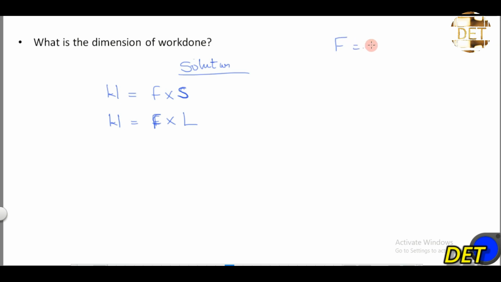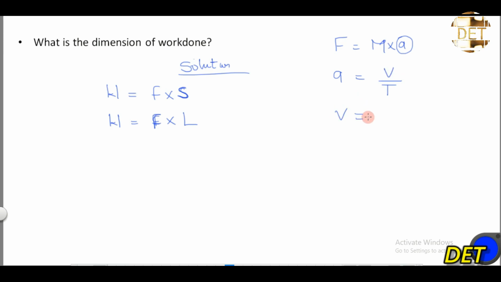So force is equal to mass times acceleration. Mass is a fundamental quantity, right? Acceleration is a derived quantity. So I would want to look for the dimension of acceleration. Acceleration is equal to what? Velocity over time. Time is a fundamental quantity, but velocity is a derived quantity, right? So I would want to look for the dimension of velocity.